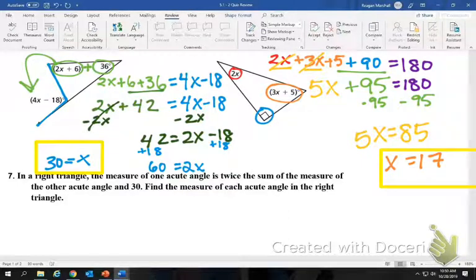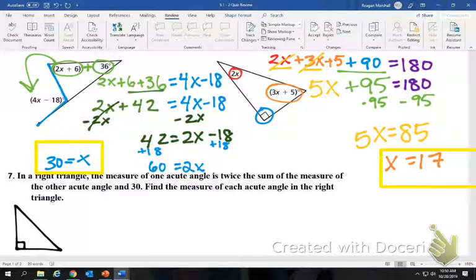This last one on this page, it says, in a right triangle, the measure of one angle is twice the sum of the measure of the other angle and 30. Find the measure of each acute angle in the right triangle. So whenever you see a problem like this, what should you start with? A right triangle. Let's draw a picture.